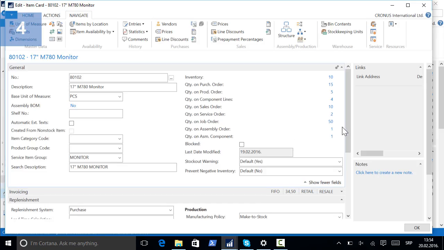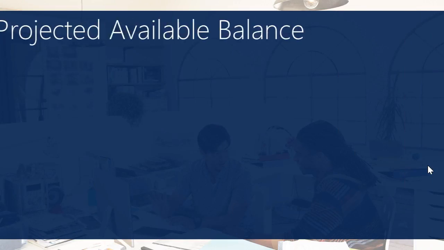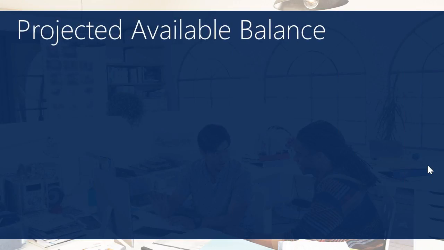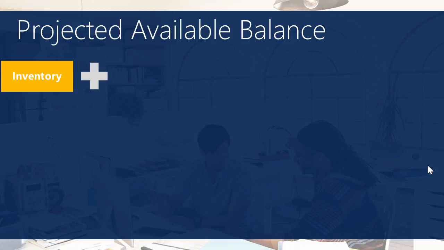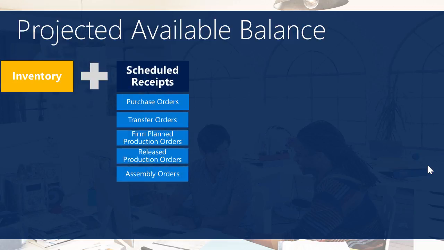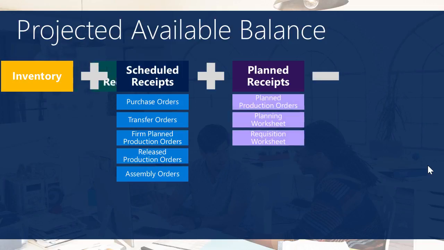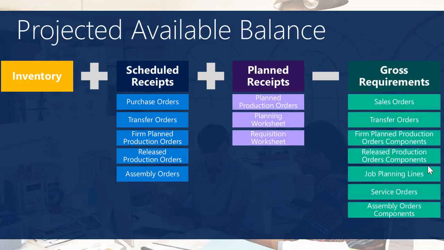When we look at the item card, we can see all these quantities from the scheduled receipts and the gross requirements. As we have seen, once again to mention, projected available balance specifies actual inventory increased by the scheduled receipts and planned receipts and minus the gross requirements.